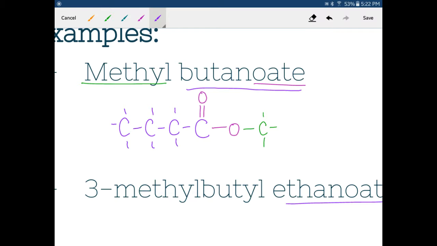Starting parent chain, butanoate, my O8 is these 2 O's, 1 double bonded, 1 single bonded, and then I add my branch off of that.